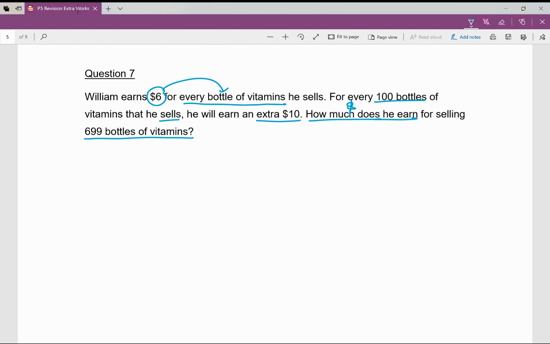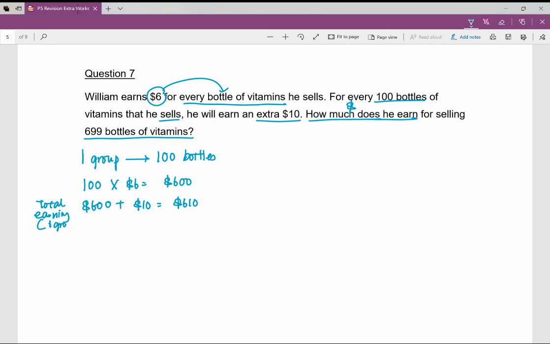So since they say for every 100 bottles you sell, he'll earn extra $10, in one group, I need to establish in one group first. It's actually 100 bottles. And we got to figure out for this 100 bottles, what is the value of it. Okay, so in 100 bottles, you have 100 times $6. There will be $600. And on top of that, he earns extra $10. So that's $600 plus $10, that's $610. So total earning in one group of 100 bottles is $610.